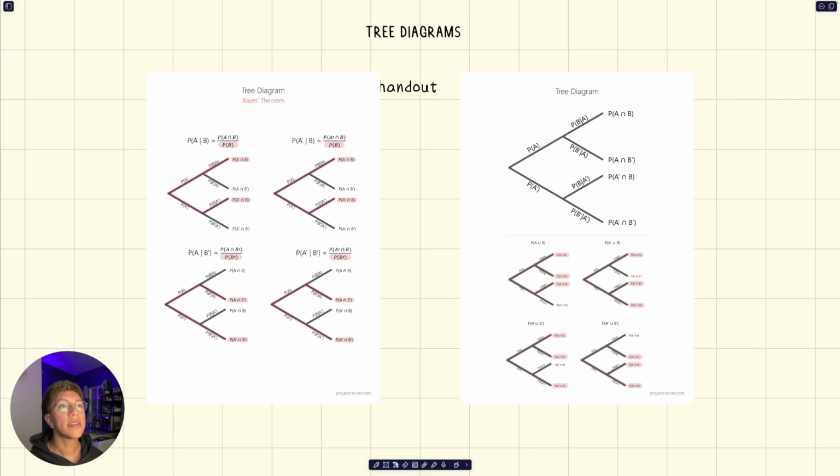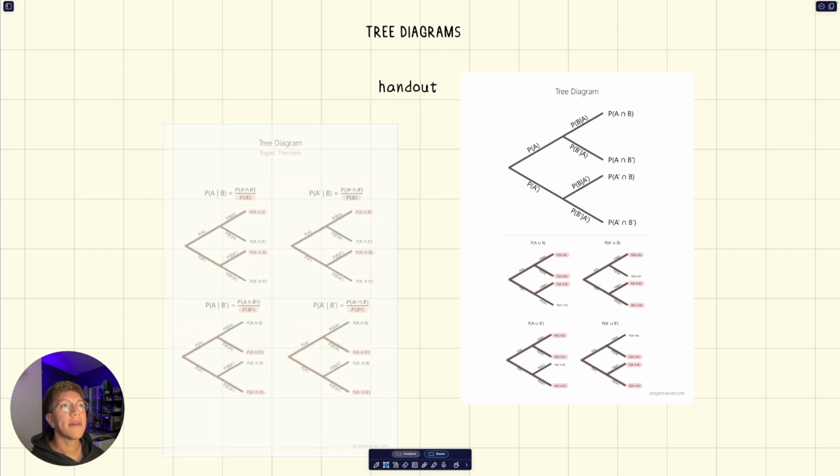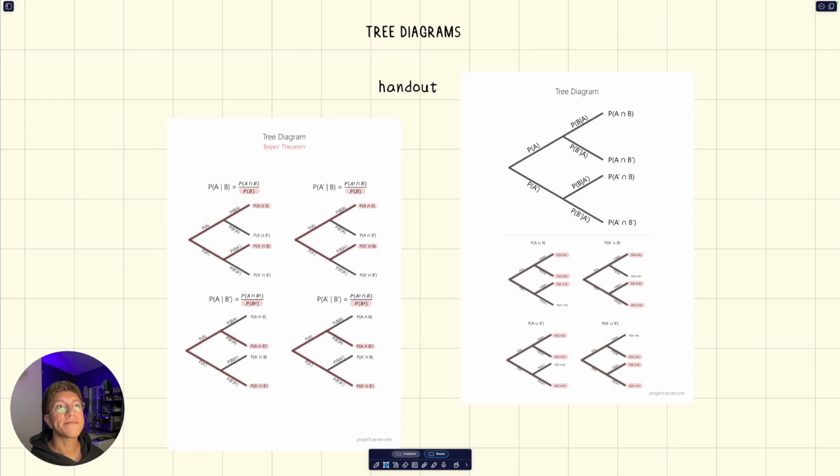So these are 2 pages of the handout, and you can see that they summarize all the intersections, all the unions, and even Bayes' theorem, which we won't get into today, but if you can do conditional probability, then Bayes' theorem is pretty easy as well.